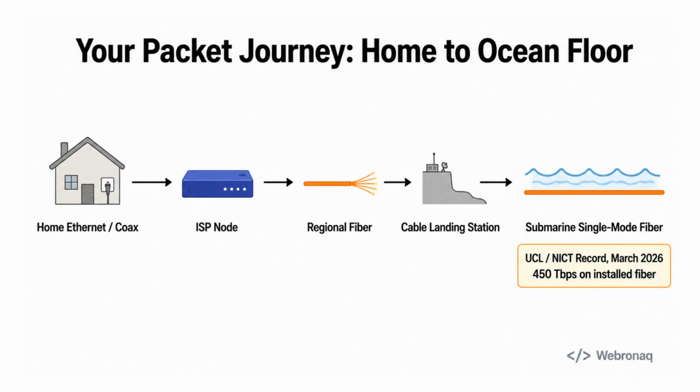Your home connection might be 100 megabits per second or a gigabit, but submarine backbone cables operate at a completely different level. In April 2026, a team led by UCL and NICT achieved a record 450 terabits per second over a commercially installed 39-kilometer fiber link in London. That is roughly 4 million times faster than a typical home connection of 80 to 100 megabits per second on fiber that was already in the ground. You can see exactly this principle in how backbone networks operate. The same physical strand, unlocked by smarter equipment at each end.